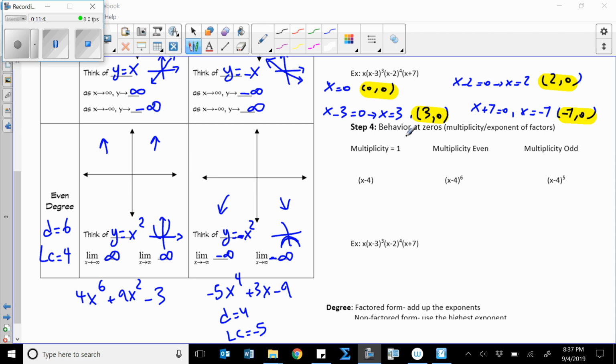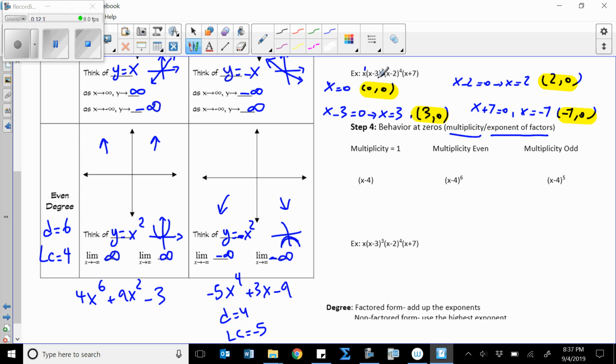So in step 4, we're going to learn the behavior of the polynomial at zeros or x-intercepts. In order to be able to figure this out, first we need to know the multiplicity. What is multiplicity? That's the exponent of the factors. For each factor that we have, if we take the exponent of the factor, that's the multiplicity of that factor. For example, in this example, the multiplicity of x is 1 because the power is 1.